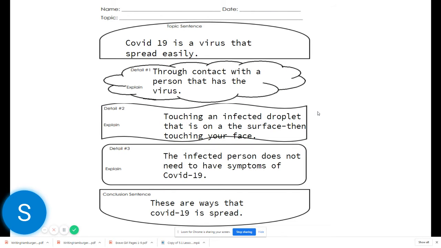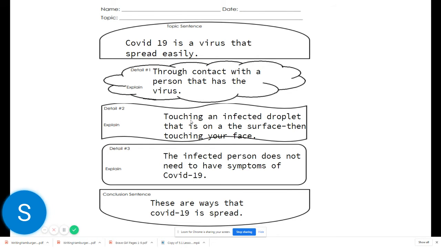So this is the paper that you're going to have today, except yours is not going to have any typing on it. That was my work. So I'm going to write all about how COVID-19 is spread. That's my topic. You're going to have a different topic about COVID-19, which I will tell you in a minute. So I did my first topic sentence. The topic sentence tells what the whole paragraph is going to be about. So I said, COVID-19 is a virus that spreads easily. That is what my entire paragraph is going to be about.